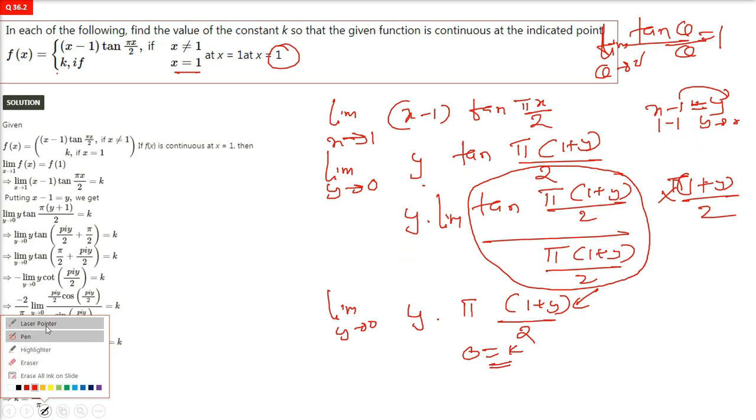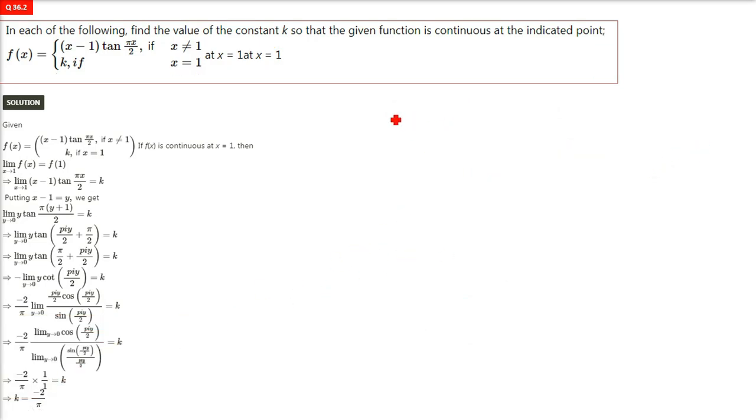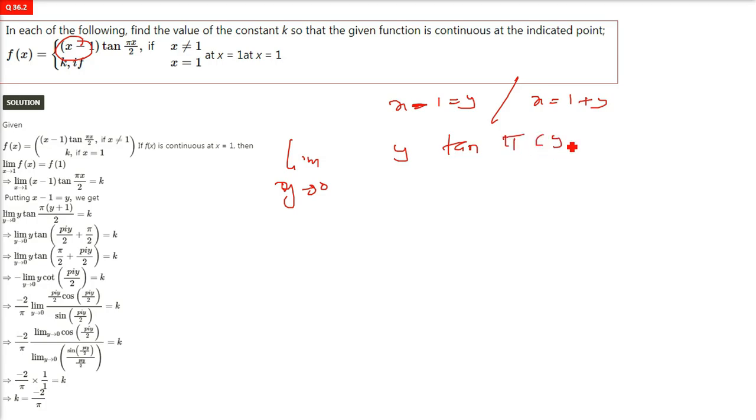See here, you have to take this x minus 1 equals y. That is going to remain the same and won't change. So x will become y plus 1. Those steps will go on like that. So the limit as y tends to 0 of y tan of pi times (y plus 1) by 2.